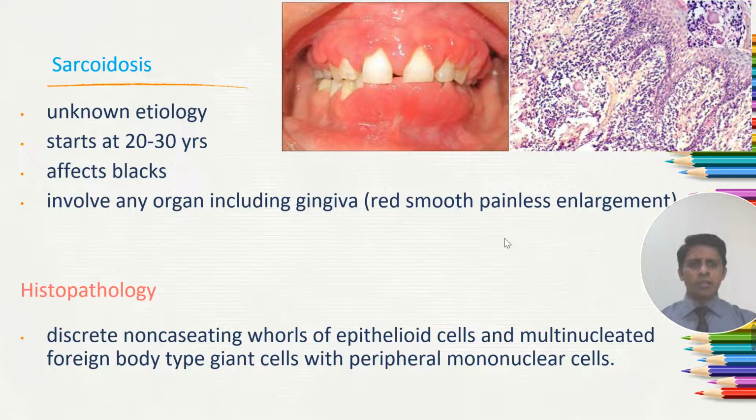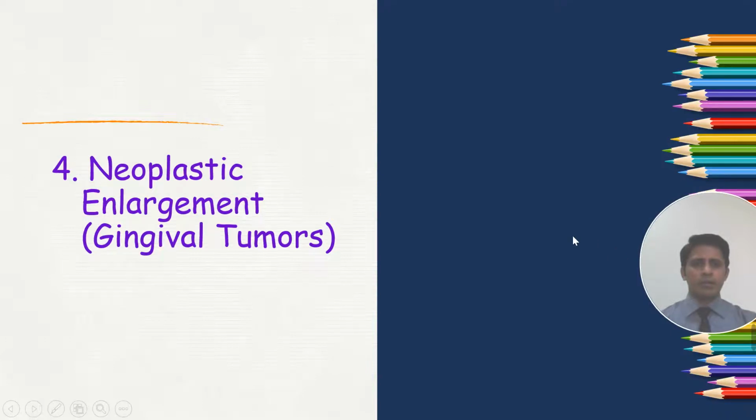The histopathology shows discrete non-caseating whorls of epithelioid cells and multinucleated foreign body type of giant cells with peripheral mononuclear cells. This was all about systemic diseases and conditions.